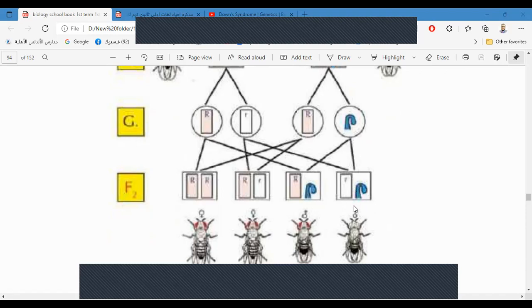The white color is always a male. But the red color can be female or male. The white color is only a male, so there is no female carrying the white color. The percentage is 3 to 1 like Mendel. Three red, maybe male or female, and one white, a male.